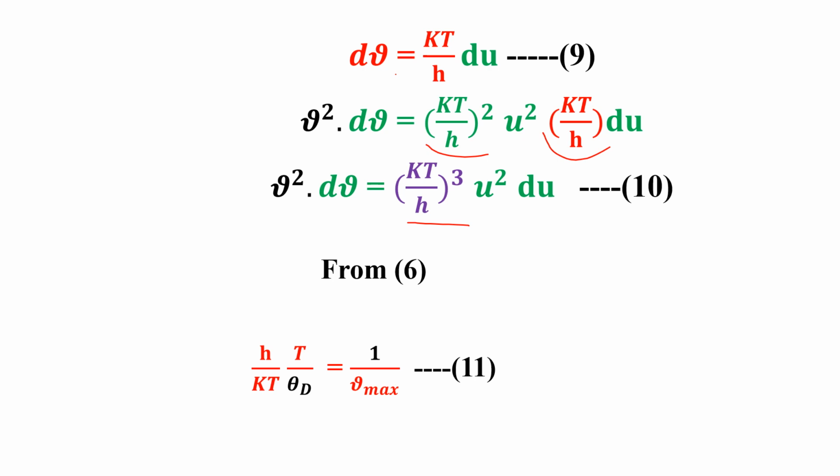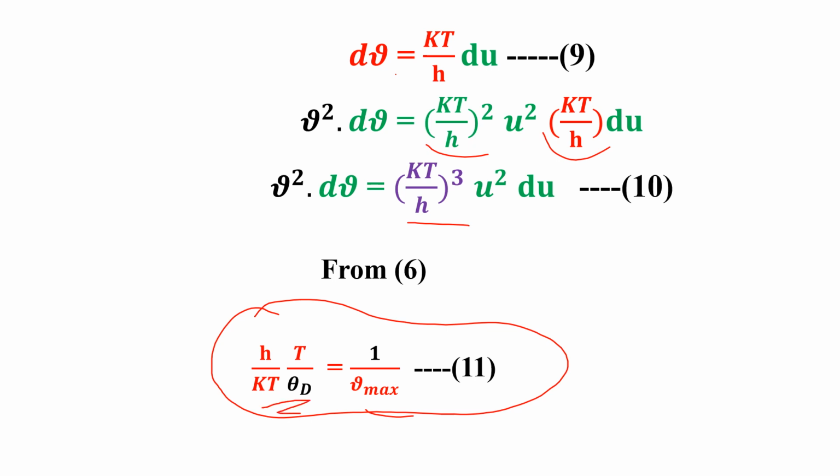From equation 6, you can find the value of 1 by nu max. We are just rearranging equation 6, and you can see 1 by nu max equals h by kt into t by theta d, which can be cancelled.